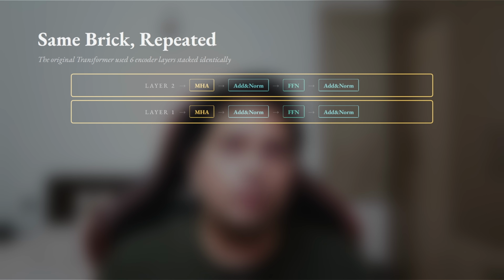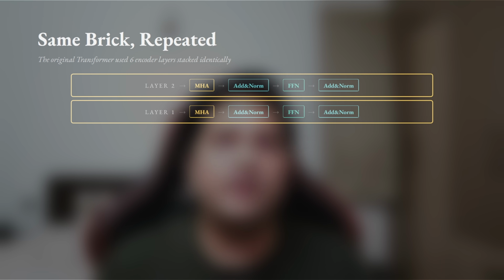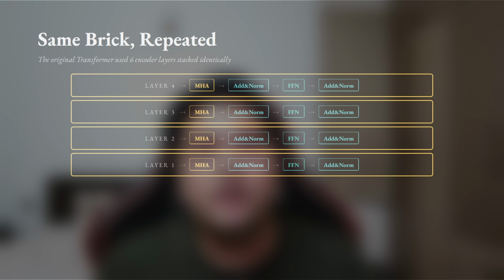Layer 2 slides into place. Same 4 operations, different learned weights. Each layer has its own independent set of attention heads, feed forward matrices, and layer norm parameters. Same architecture, separately trained behavior at each depth. Layers 3 and 4 appear here, and each additional layer gives the model another opportunity to find relationships that earlier layers were not yet equipped to capture.